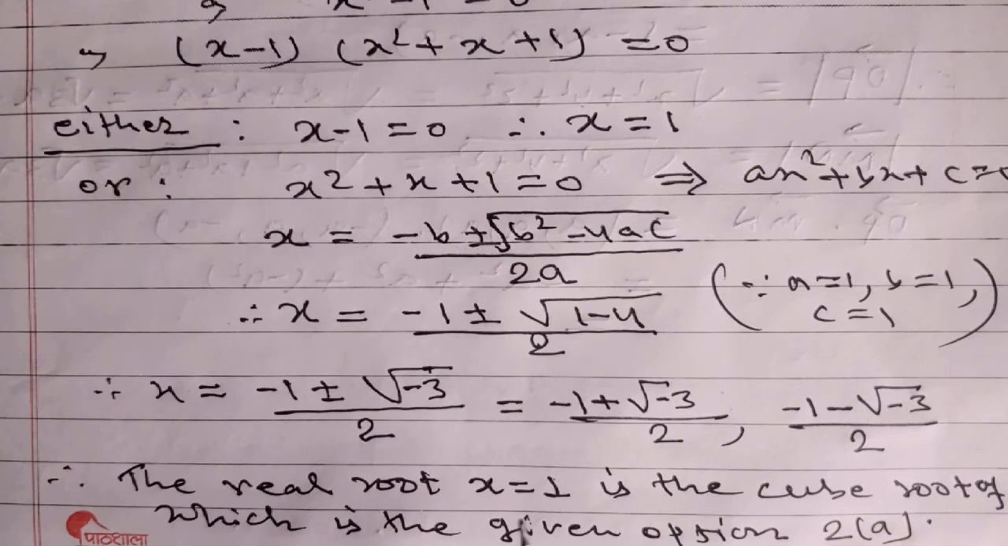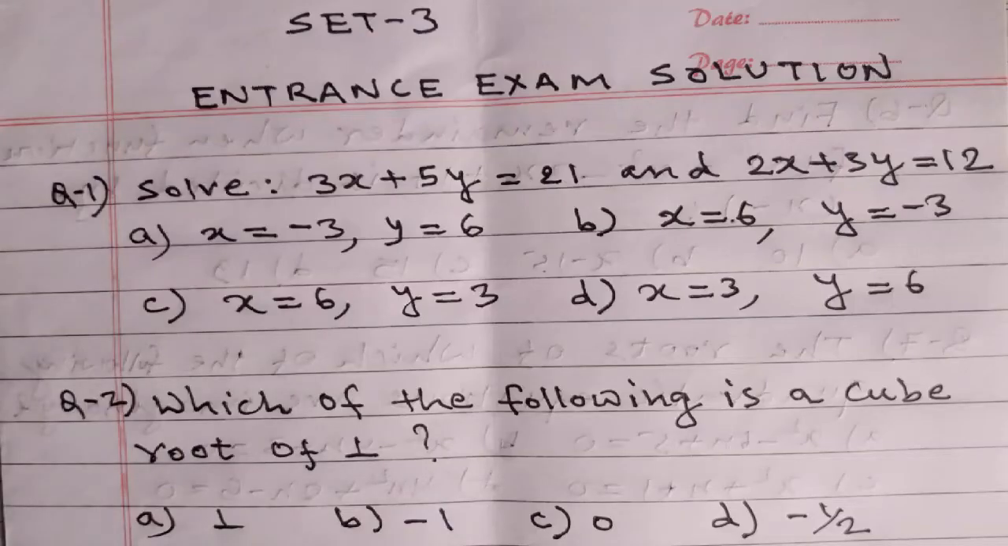So x is equal to 1 is the cube root, which is the given option 2a. That means the real cube root of 1 is 1. So we have to circle answer 2A. So 2A is the best option. Now let's go to question number 3.